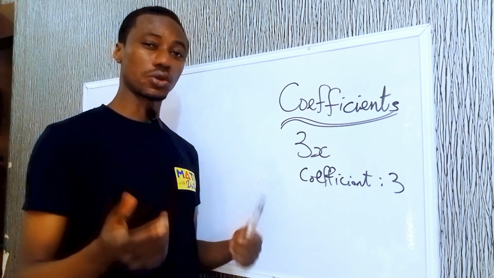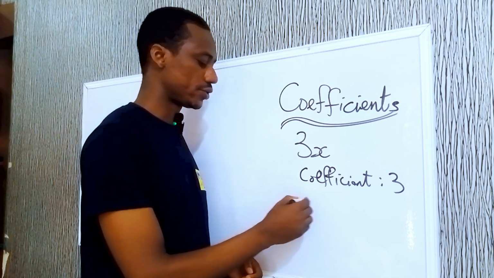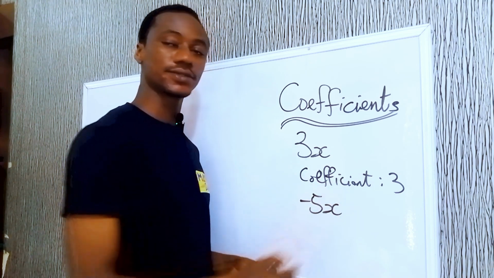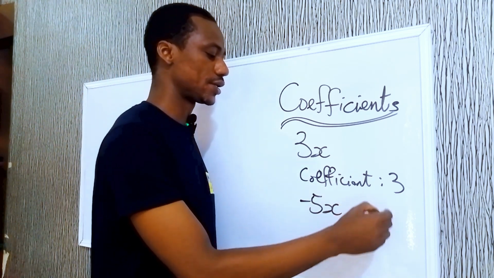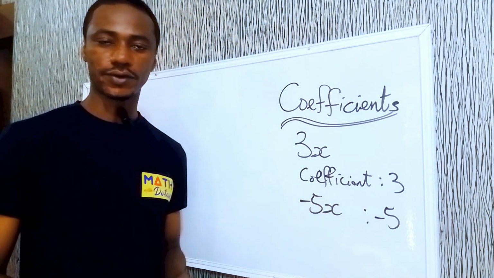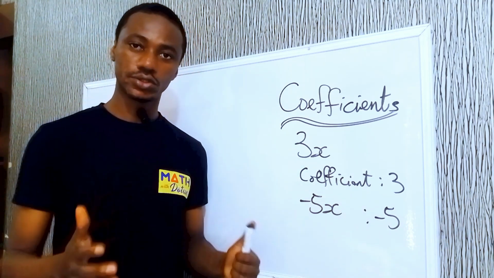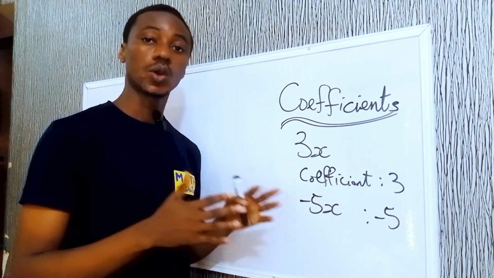And then your coefficient could be negative. So if I have minus 5x, what is the coefficient here? The coefficient is negative 5, all right? Minus 5. So take note of that. Your coefficient could be positive or negative.